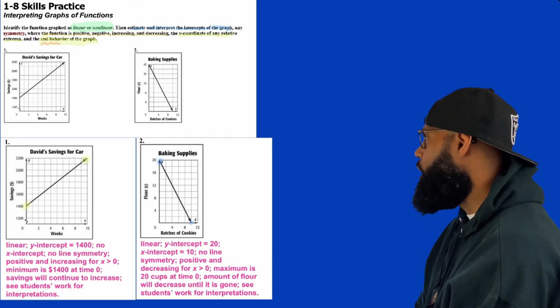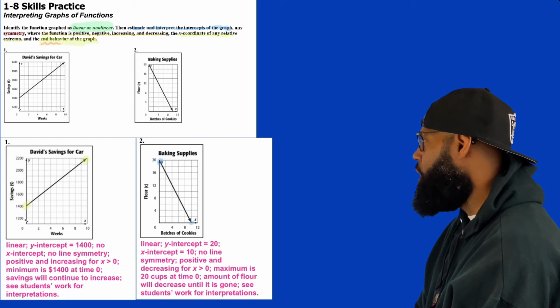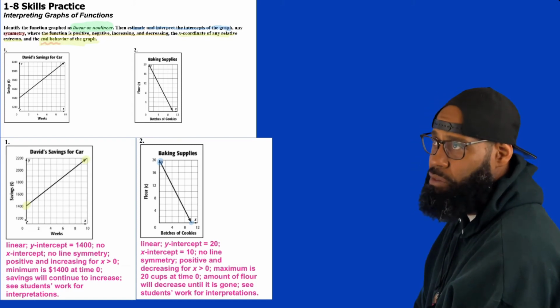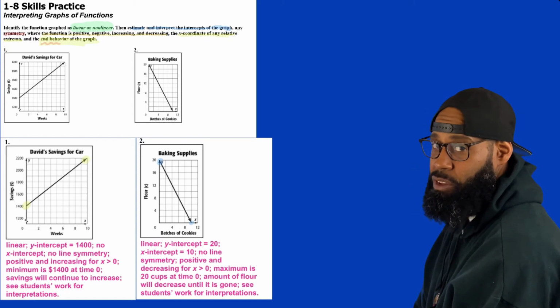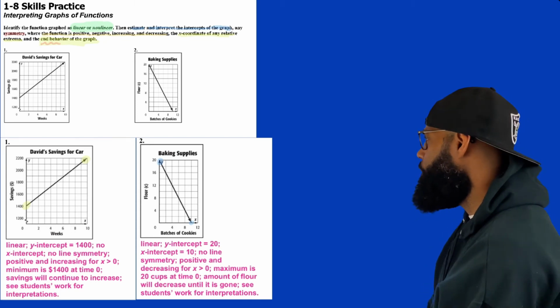No line of symmetry again. So again, there's no line that I can draw that will mirror what's on the left side, the same on the right side, or what's on the top is on the bottom. And we'll see that in just a second.